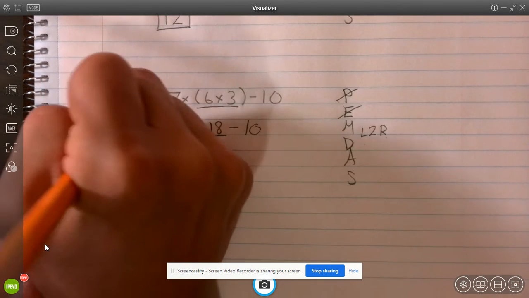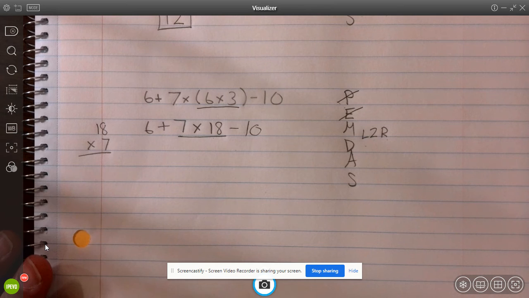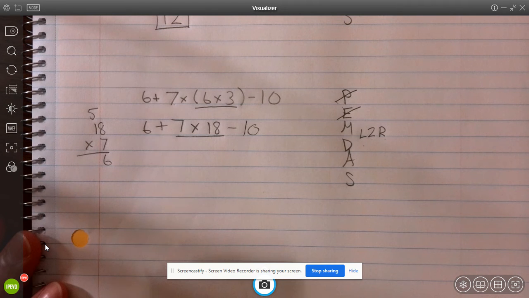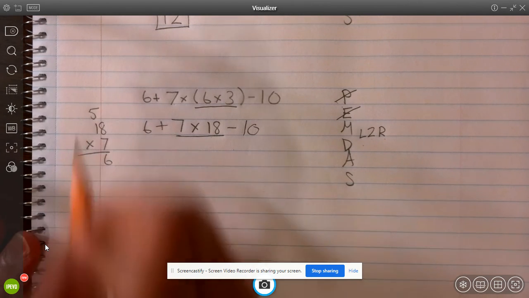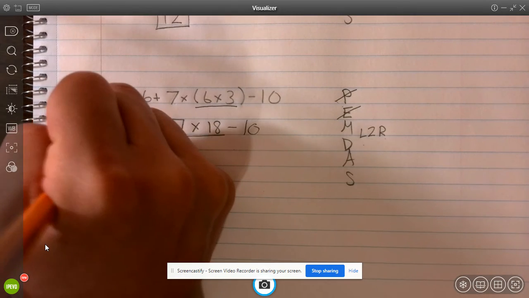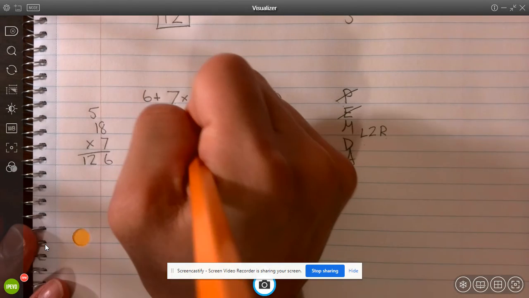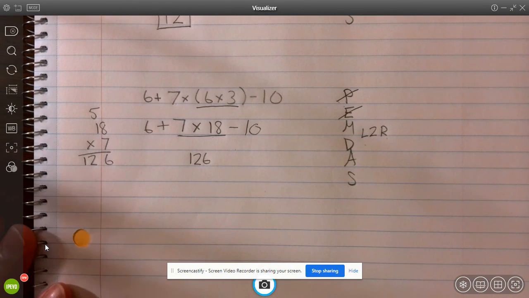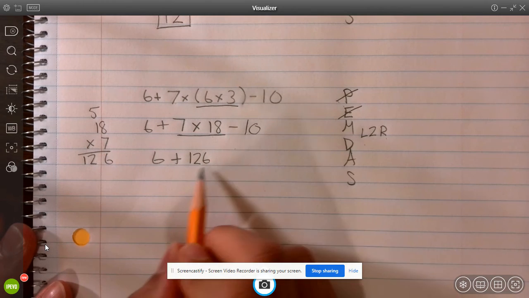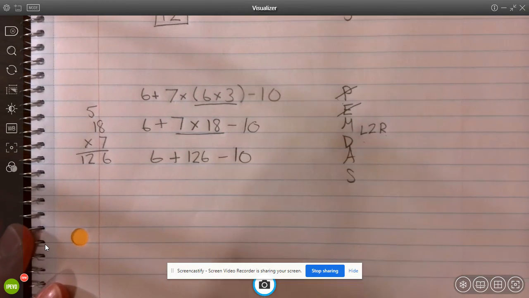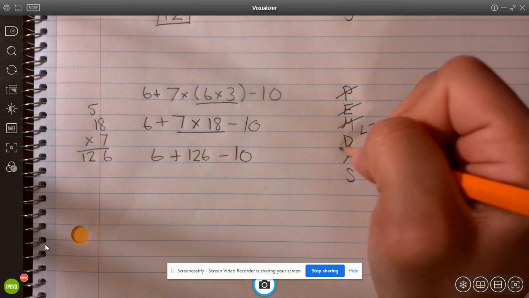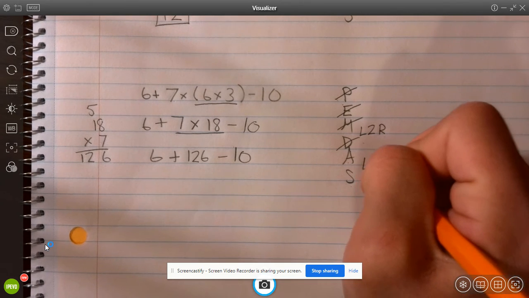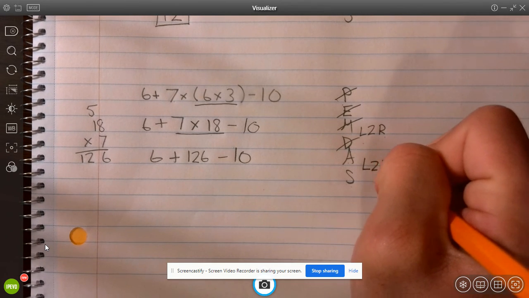18 times 7. 8 times 7 is 56. 7 times 1 is 7, plus 5 is 12. So I have 126. So I put 126, and then I bring down the rest of my problem. So 6 plus 126 minus 10. So I'm done with multiplication and division. My last step is addition or subtraction. Whatever comes first when I read my problem, left to right.